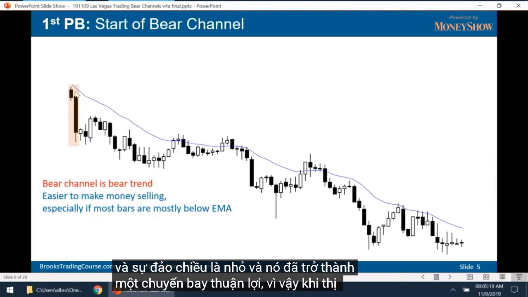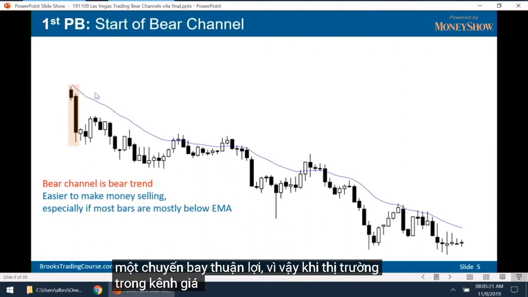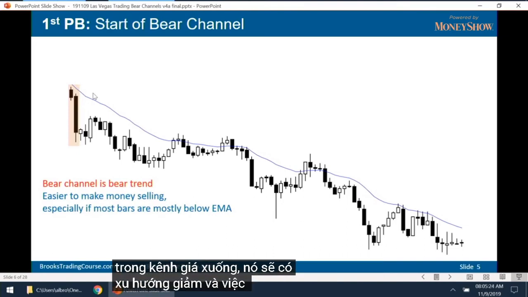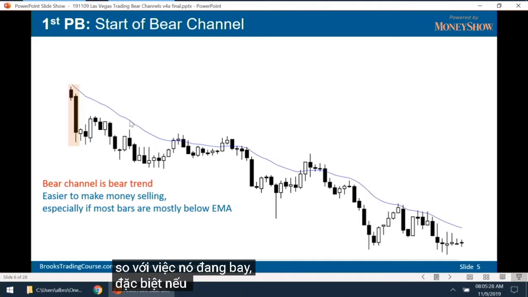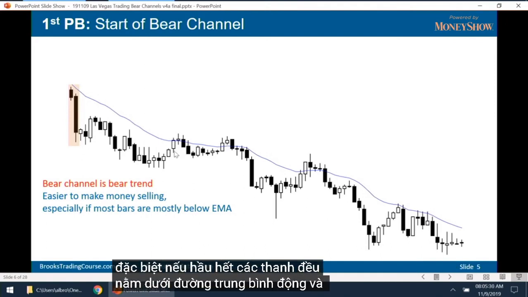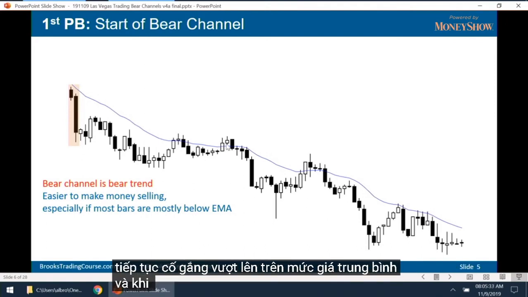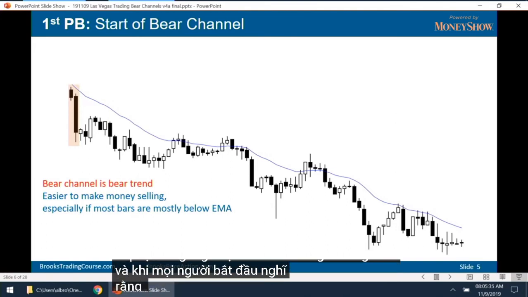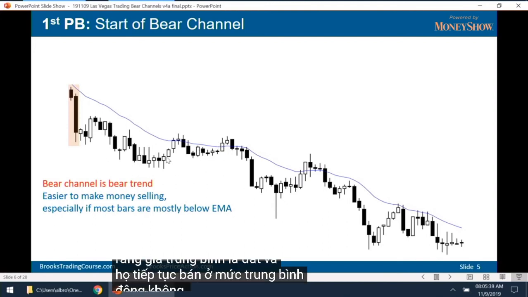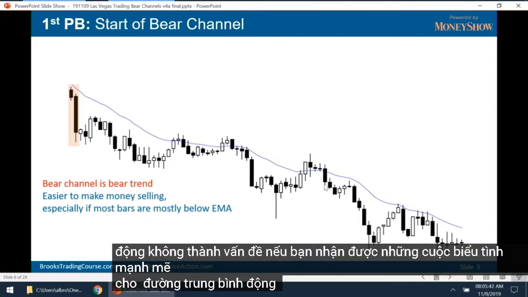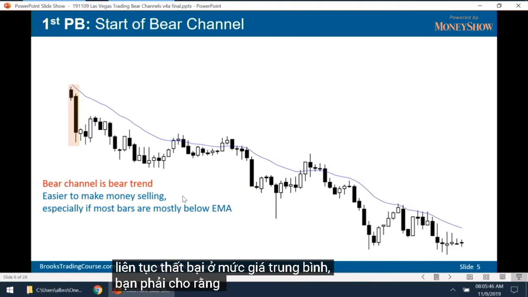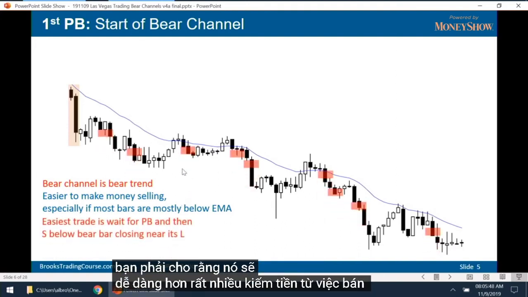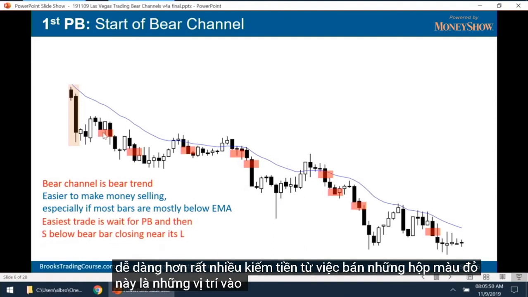All right, so when the market's in a bear channel, it's a bear trend, and it's a lot easier to make money selling than it is buying, especially if most of the bars are below the moving average. And you see it keep trying to get above the average price. And when people start to think that the average price is expensive and they keep selling at the moving average, it doesn't matter if you get strong rallies to the moving average. If you see it constantly failing at the average price, you have to assume it's going to be a lot easier making money selling. These red boxes are reasonable entry places.